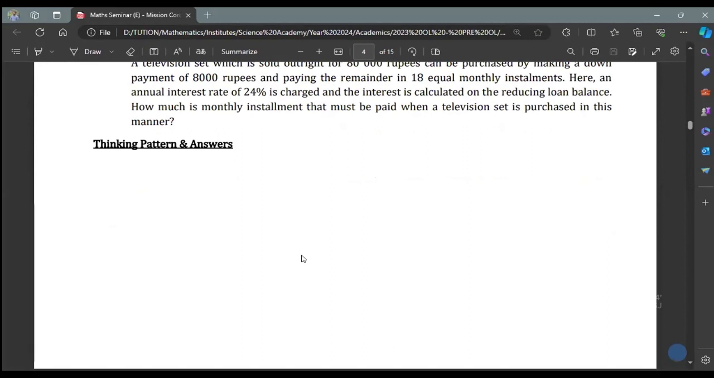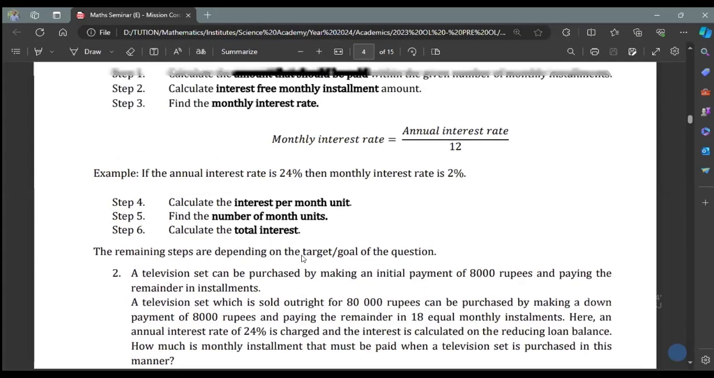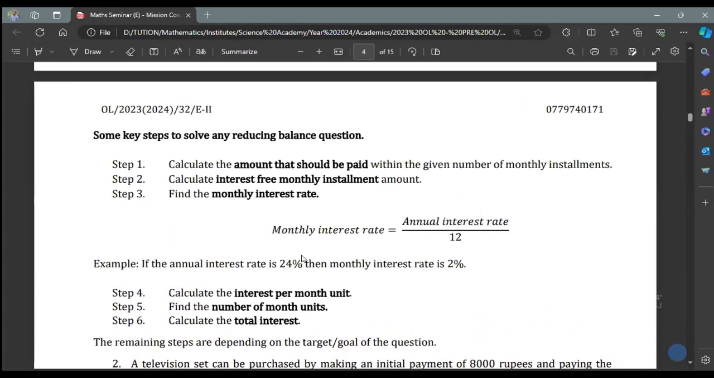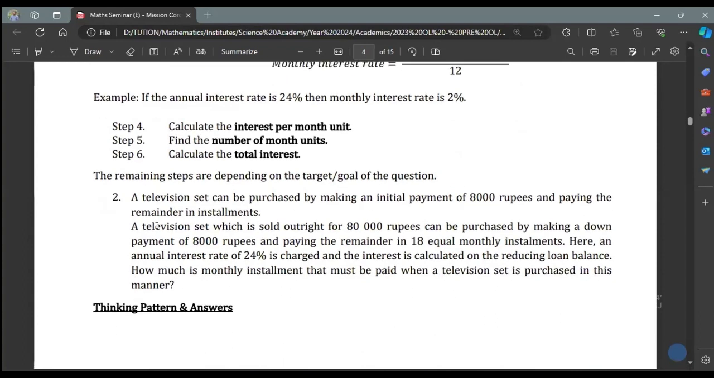Listen. So this question is from the reducing balance method. For your reference, I have given some breakdowns to solve the reducing balance question. I'm going to read it out, understand it, and try to solve it. If you understand these simple 6 steps, any reducing balance question can be solved using these steps.